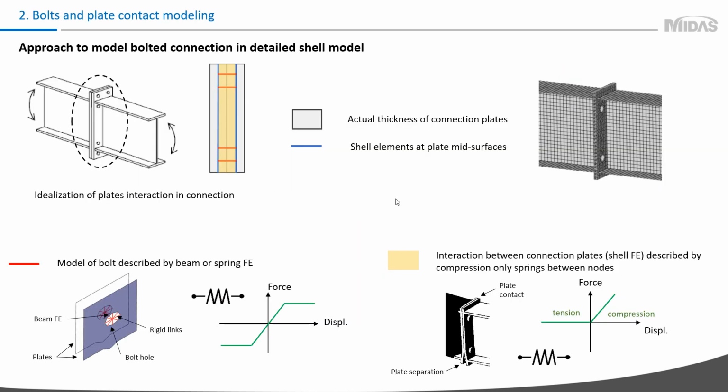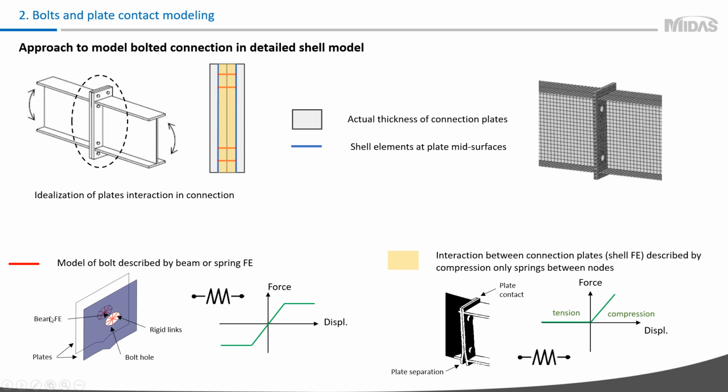The next part is about modeling of bolts and contact between surfaces. Here you can see an end plate connection example and a schematic description of finite element modeling. In this description, shell elements describe beam flanges, webs, and plates, and at general plates meet surfaces.